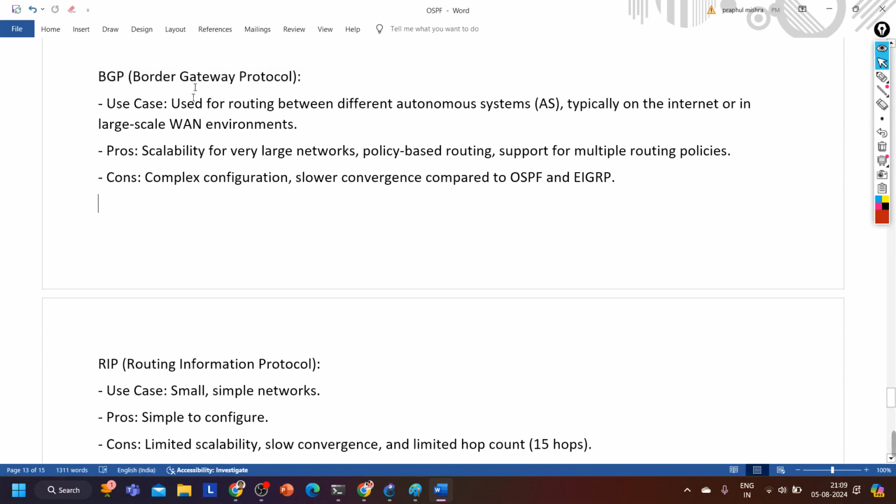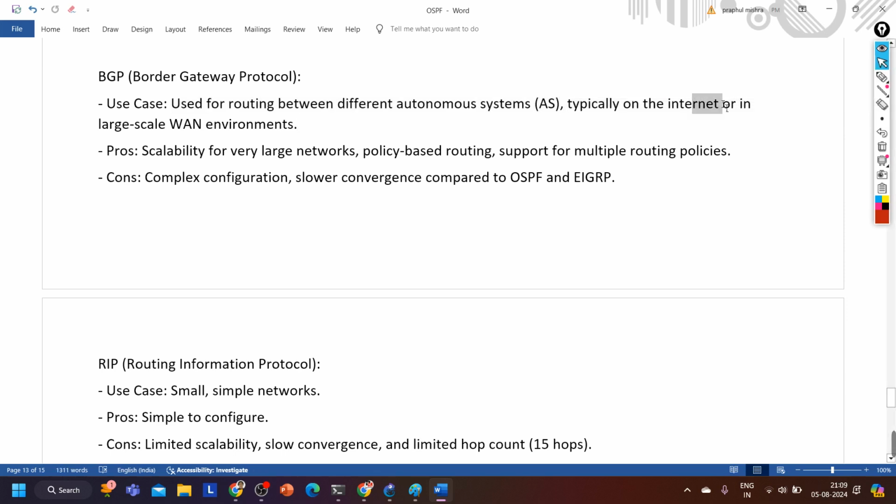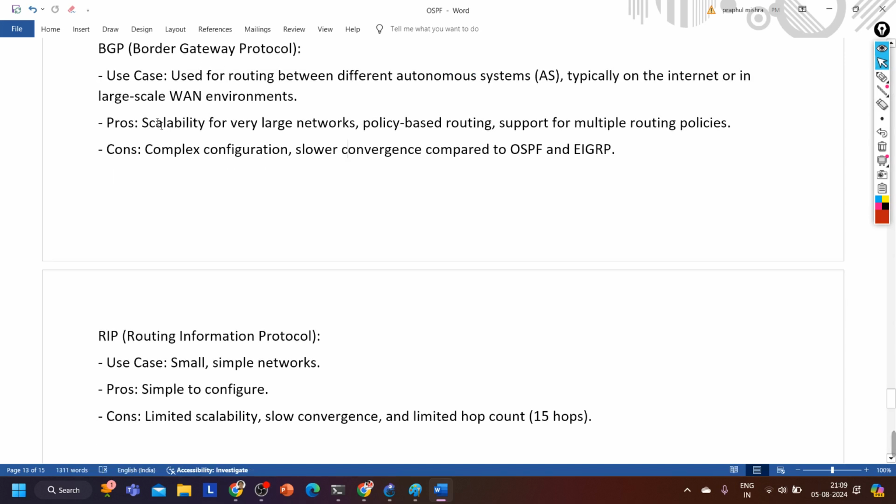BGP is used in routing between different autonomous systems, right? Between different ASes, between different companies' networks, like between XYZ corporate and ABC corporate, typically on the internet in a large-scale WAN environment. So when we start BGP, we'll see the scenario for BGP, the pros of using BGP over OSPF.